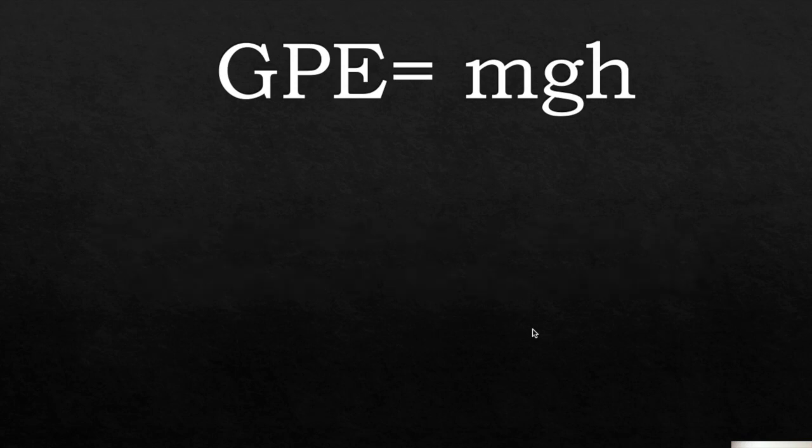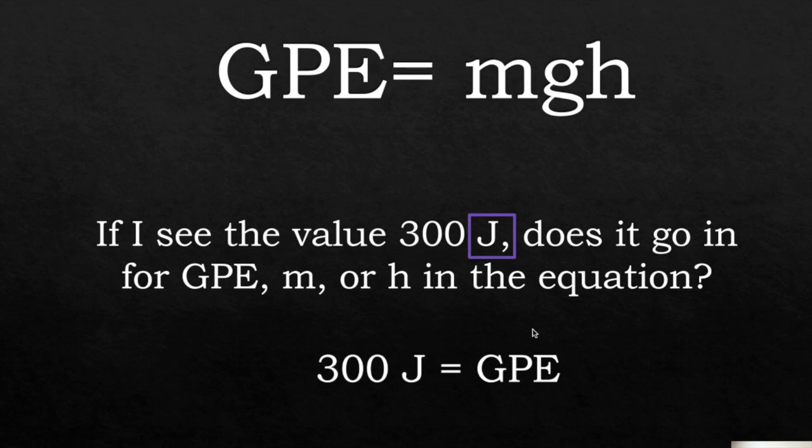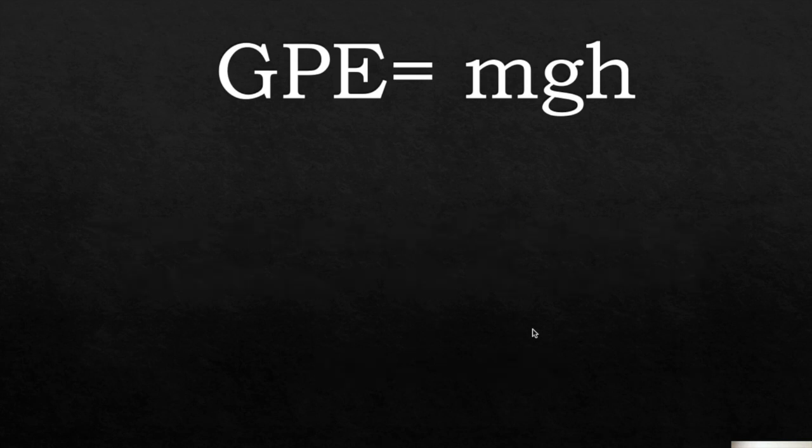So when you're using the equation GPE equals M times G times H, if you see the value 300 joules, does it go in for GPE? Does it go in for M? Or does it go in for H in the equation? The hint here is that it's measured in joules. We said joules was a unit of energy, so 300 joules is gravitational potential energy. That's where it would go in the equation.